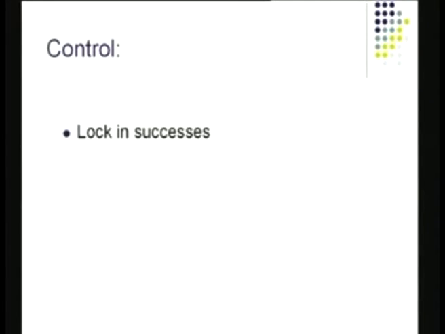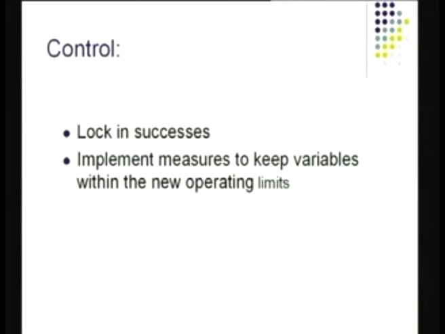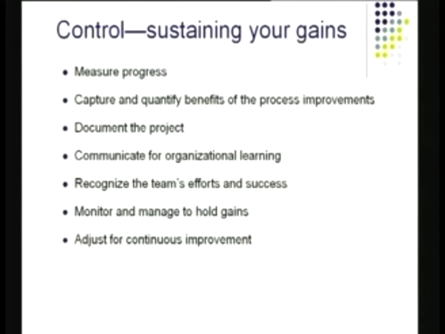The last part, of course, is locking in the success that you have. You've demonstrated some good levels for the process variables, and you have to implement measures at this point to make sure those variables stay within the new operating limits. How do I do them well? Measure progress to make sure that if you bring in those changes, they actually produce some outcomes.